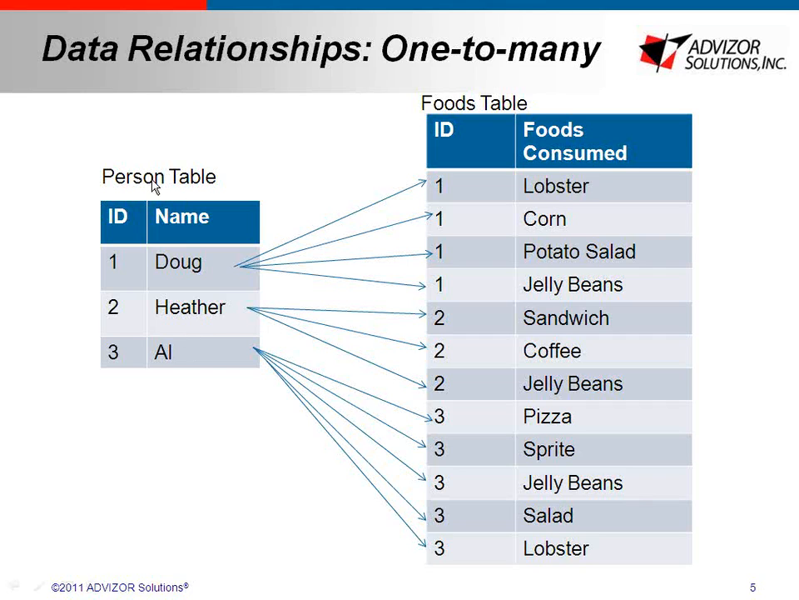So you may think of this, the person table could be your entity table or your constituent table, and the foods table might be something like your gifts table, where one entity could have made one gift or they could have made 150 gifts. So these are the types of relationships that I'm talking about. So now that we understand the layout of these two tables and how this one-to-many relationship works, we want to now discuss how do we go about selecting and excluding data between these two tables.